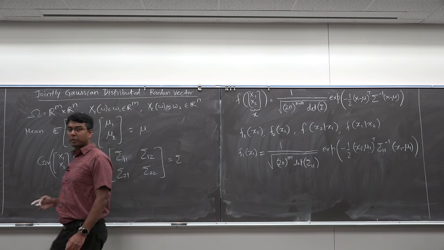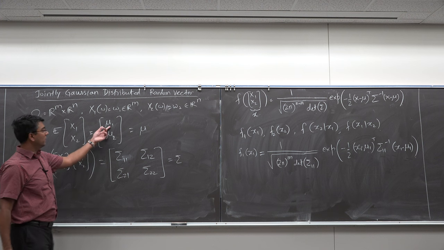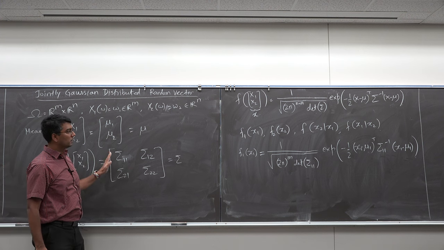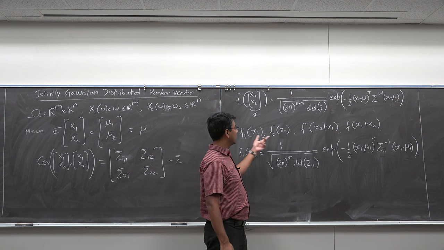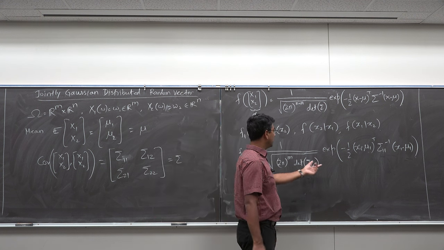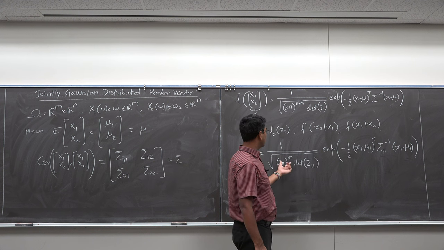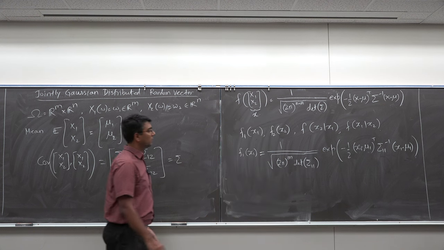So a few things to remember. Any Gaussian distribution is completely characterized by the mean and the covariance. That's it. So all you need to know is mean and covariance. You plug it into this formula, you get the marginal. Same thing: replace 1 by 2 here, and replace 2 pi raised to m with 2 pi raised to n, and you get f2 of x2.